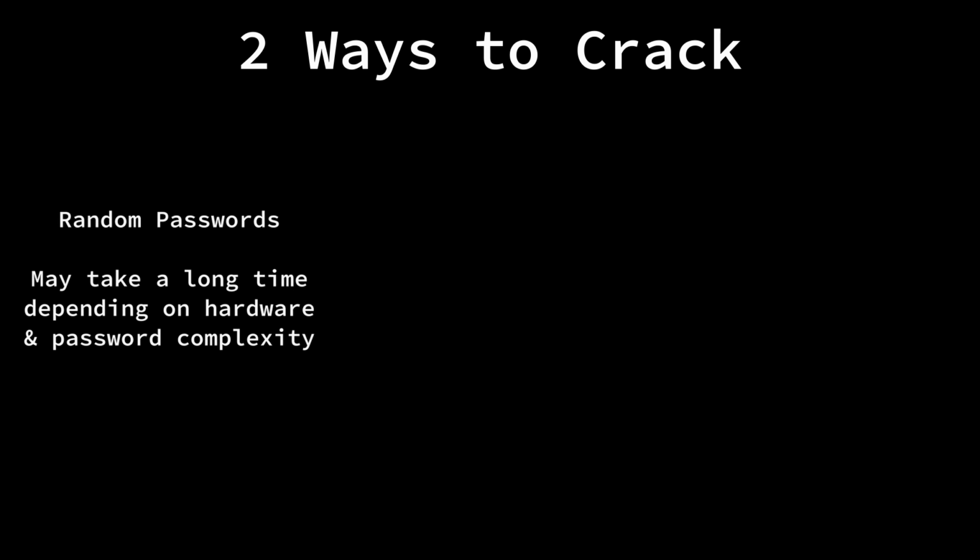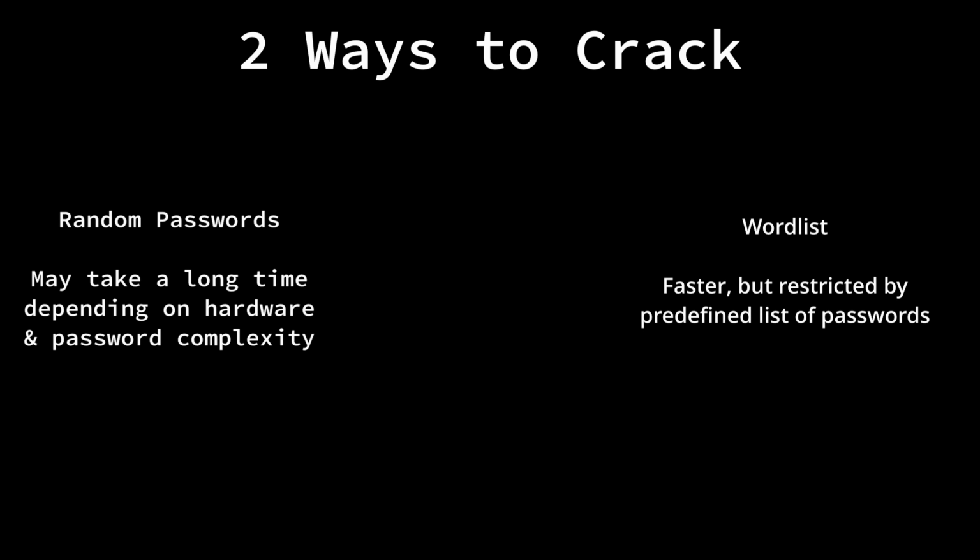There are two main ways that John can try to crack a password. The first is to just randomly guess the password with random characters until we get lucky. This may take a long time, depending on the hardware and the complexity of the password. The second way is to supply a list of potential passwords. This method will always be quicker if you have an idea on what the password could be. Let's go the route with the password list.